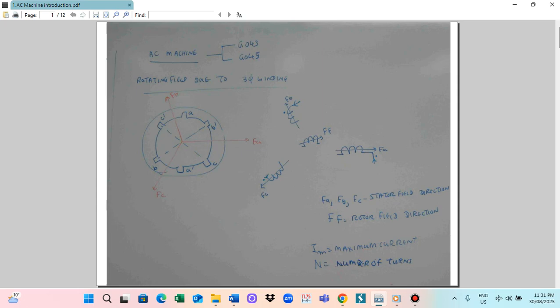So this way we draw the motor winding here. This is the motor armature. So here we have A, and this is for the A dash, and this is for the B. So this is B, and this will be the B dash, and this one will be the C and the C dash. So this is the three windings.